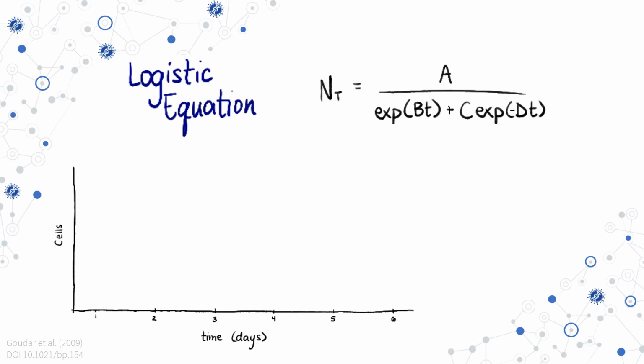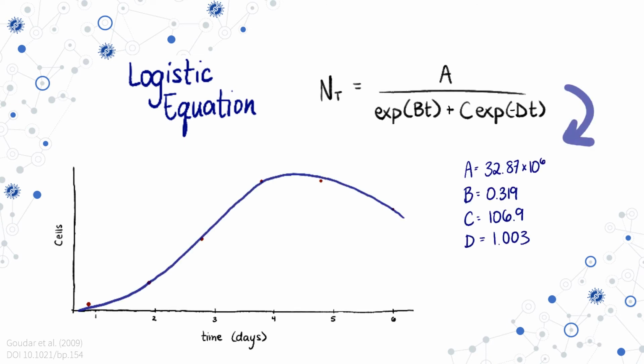Another model was used to validate the Monod results. This was the logistic equation. Due to limited data on our specific cell line, experimental data was fitted to find the cell-specific parameters.